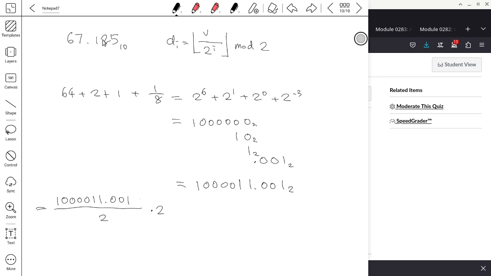It's going to shift the decimal point left, relative to all the digits. In other words, this decimal point is going to go here if we don't want to write division by 2. Does that make sense? Now how does it make sense?